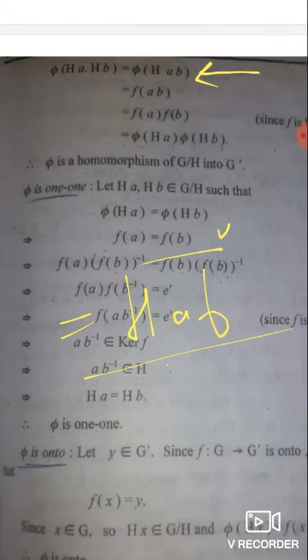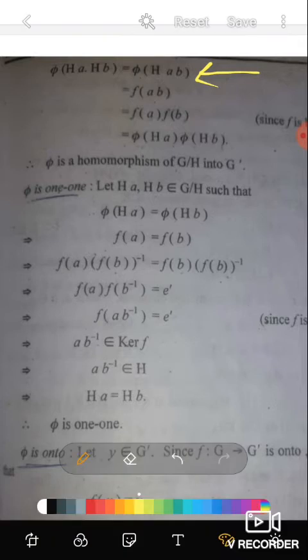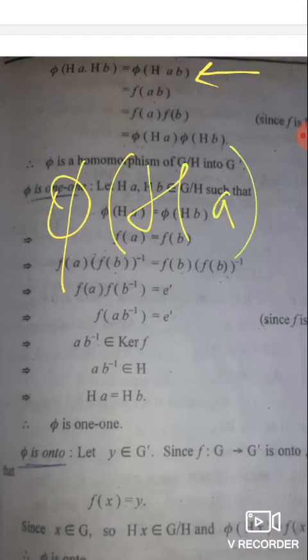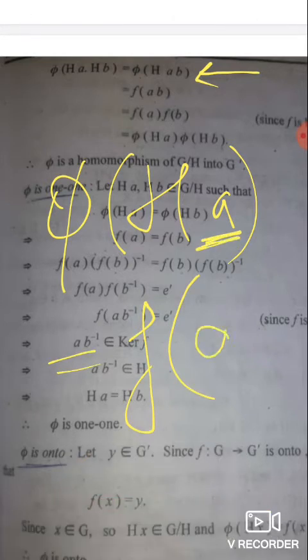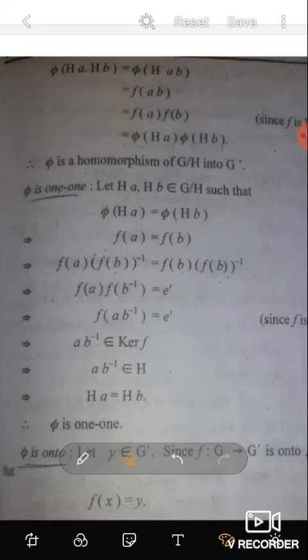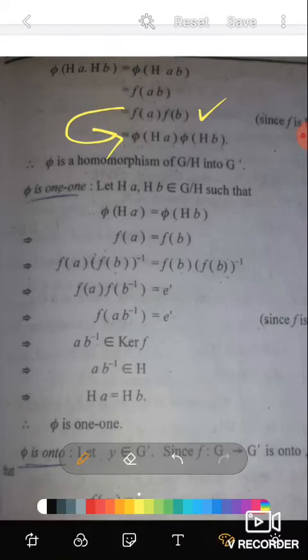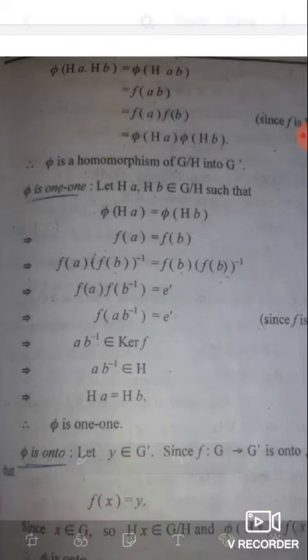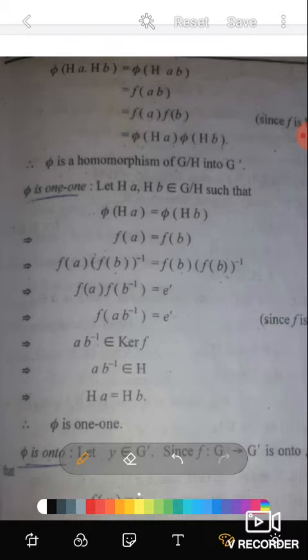Also we know how the phi function is defined. The phi function is defined like this. So here Hab is there. It will be equal to f of this element. Fine. Again, f is a homomorphism. So we can write f of A into f of B. Again, it is by the definition of phi function. So we have proved that phi is a homomorphism. But we have to show that phi is an isomorphism.